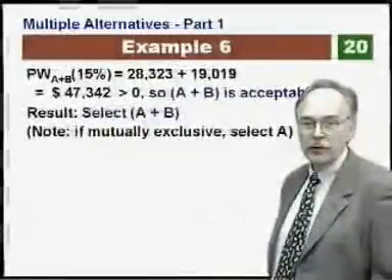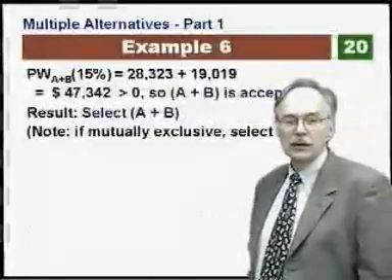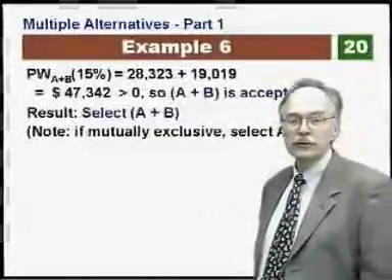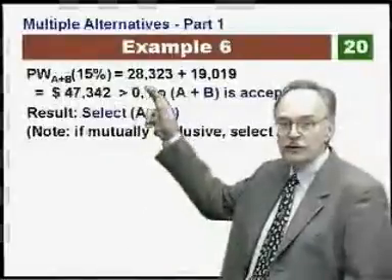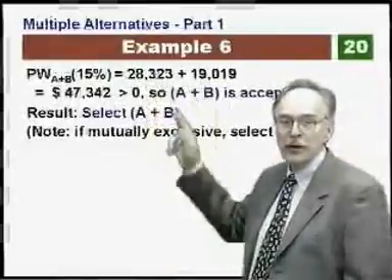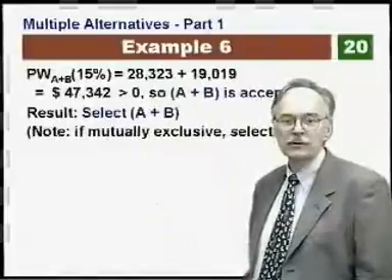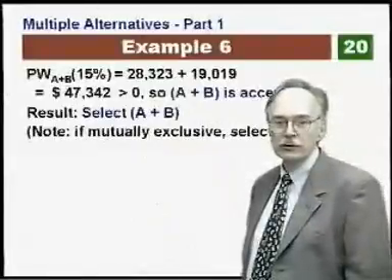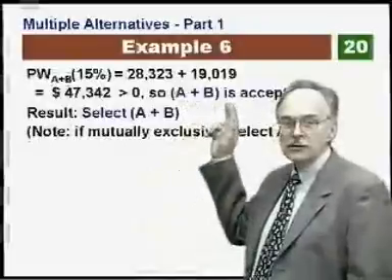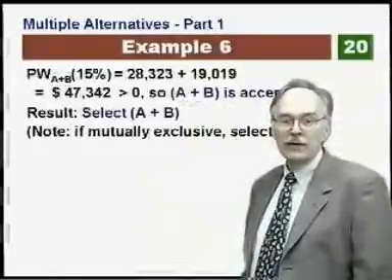And then we will evaluate the combination A plus B. That's very easy because the present worth of the combination is simply the sum of the present worth of the components in that combination. That, of course, is positive, a very large number, 47,342, compared to the other two numbers. So the combination is acceptable, and that's all we have to evaluate.